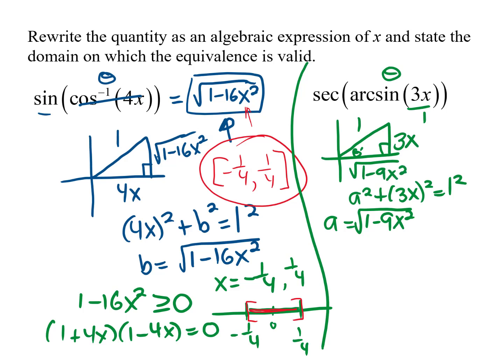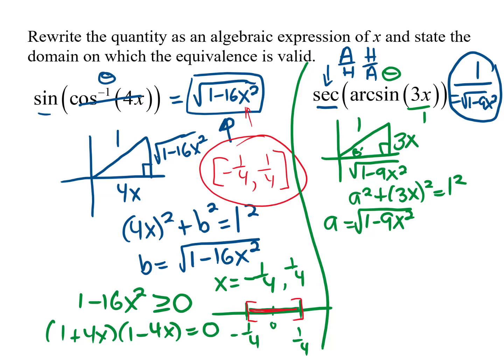Now, going back to my original problem, I need the secant of that angle. The triangle represents that angle. And so we know secant is the reciprocal of cosine, and cosine is adjacent over hypotenuse. So the one I want is hypotenuse over adjacent, the reciprocal. So that's going to be hypotenuse over adjacent, which is 1 over the square root of 1 minus 9x squared. So that is my answer, but I need to now think about the domain.